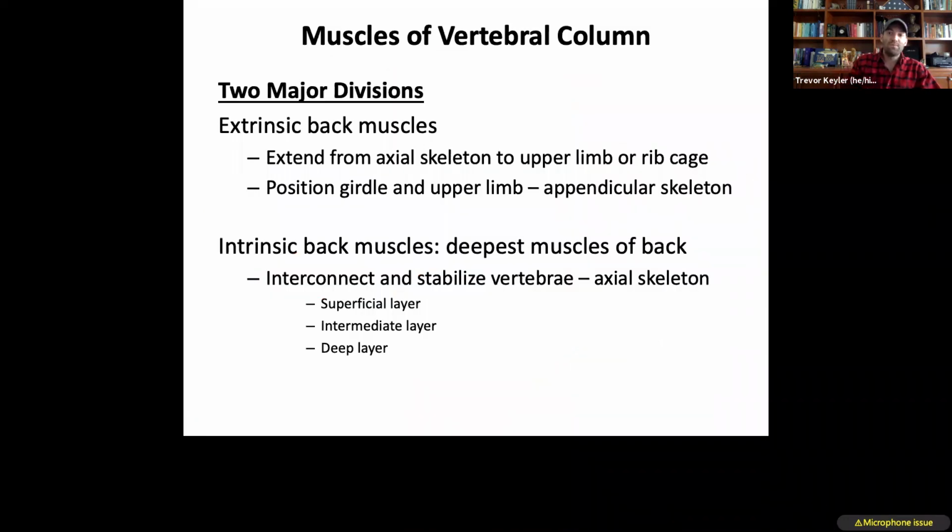All right, muscles of the vertebral column. We have two divisions here, the extrinsic back muscles and the intrinsic back muscles. Now, extrinsic, we're actually going to cover as part of the appendicular. So today we're just going to focus on these intrinsic back muscles, which are the deepest muscles of the back, most internal. Okay, and the deepest of these muscles is comprised of these three different layers. So intrinsic here, the superficial, the intermediate, and the deep. And these are all responsible for connecting vertebrae and then stabilizing vertebrae.